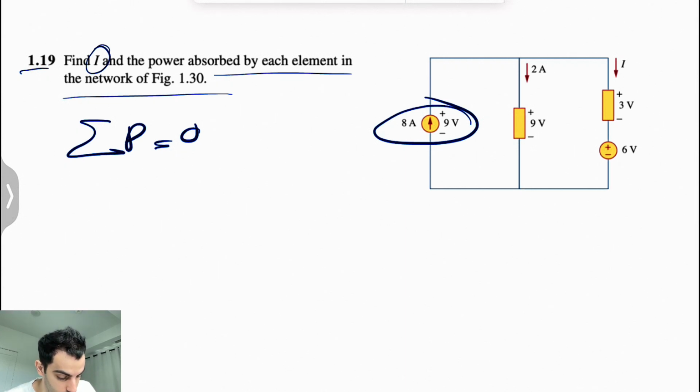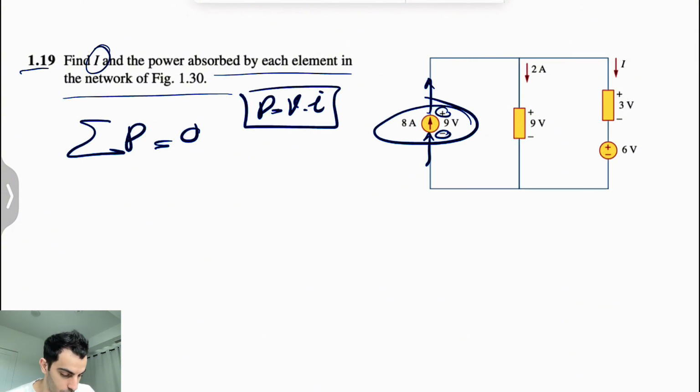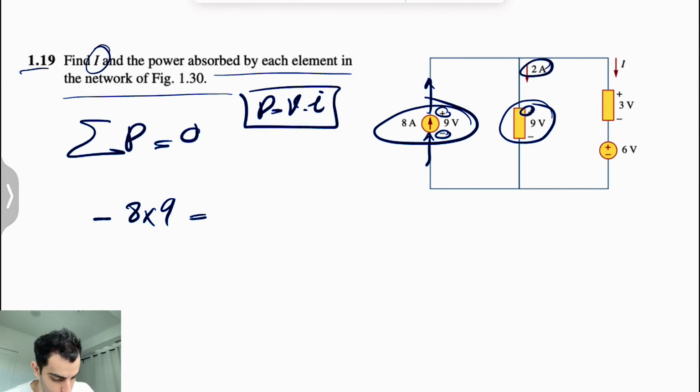We can see the current is entering the negative pole and exiting the positive pole. So the first one is going to be negative, and we know power is voltage times current. So the first one is going to be negative 8 amps times the voltage 9. Let's move on to this element. We can see that the current is entering the positive pole, so that's going to be a positive power, and again voltage times current, 9 times 2.